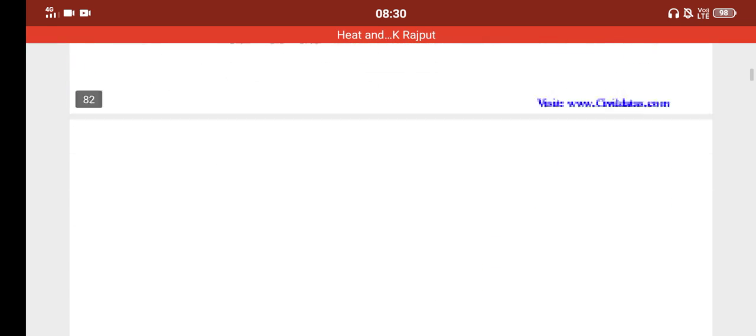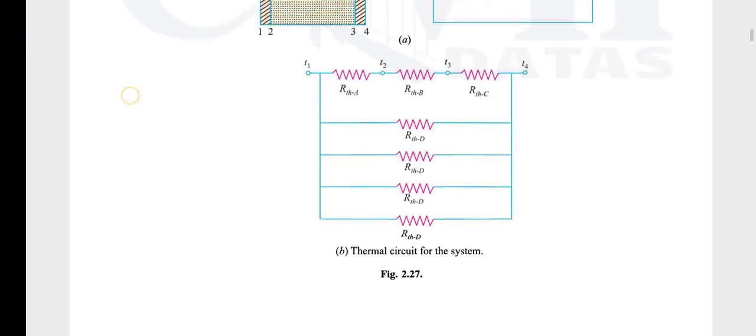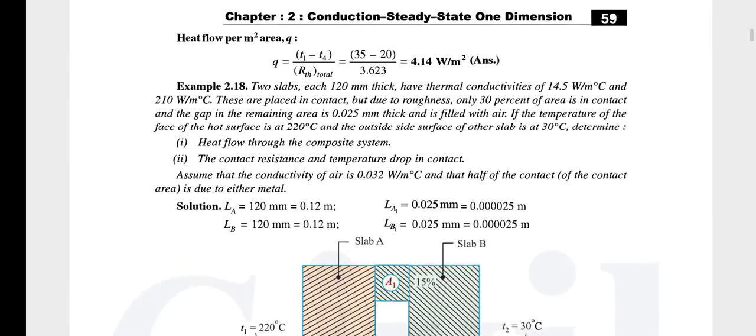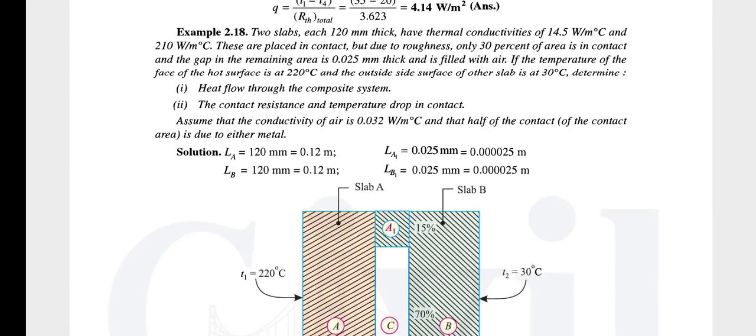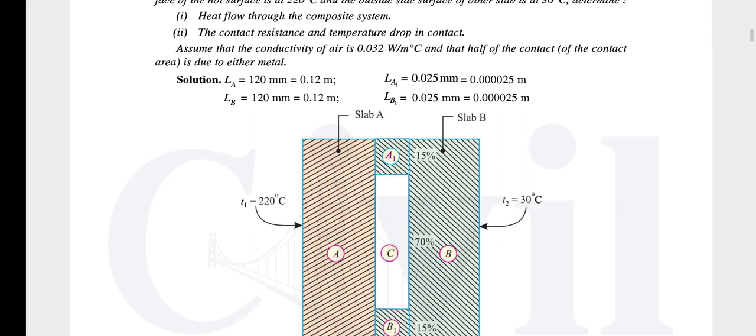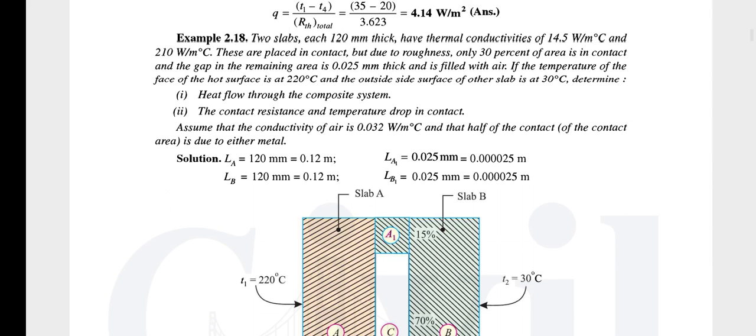Now next sum is a gap sum where there is some gap left, like the whole area is not in contact with the two surfaces. A small part of area is having a rectangular hole. So here it is given 30% of area is in contact.